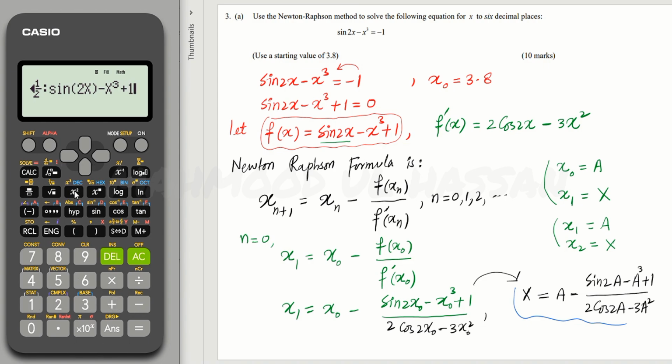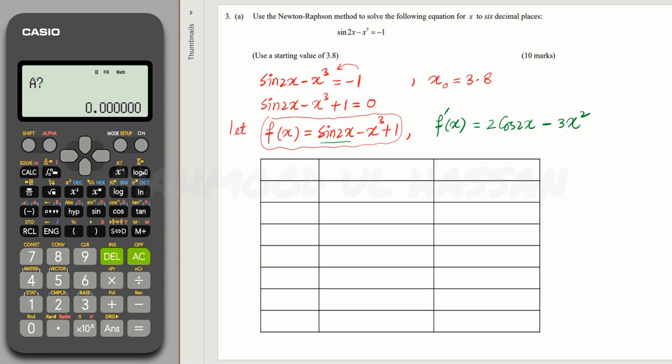Okay, so now you have to press the calc button here. So our calculator is ready to do these iterations. So our formula and our function is saved. Okay, now we are going to the next page, and we will make a table for this.